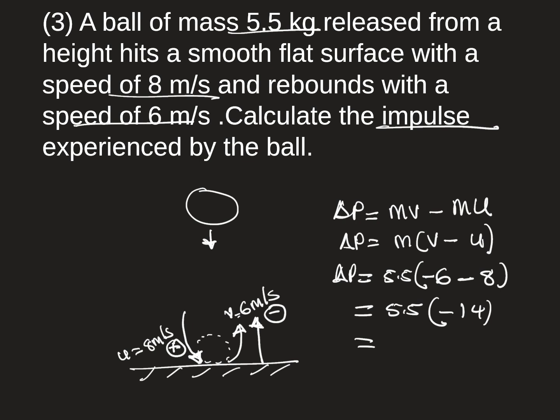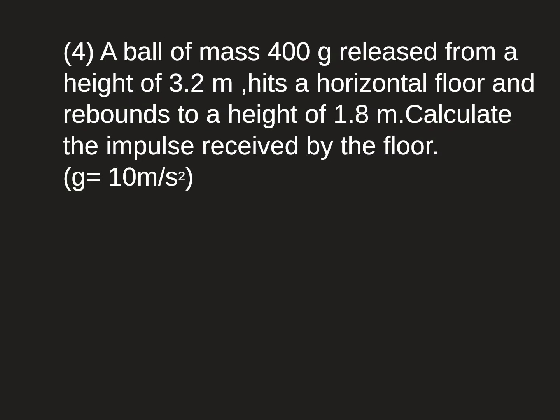So that will be 5.5 multiplied by negative 14, and we will have negative 77 kilogram meters per second as the impulse or the change in momentum. Okay, moving on to the next question.